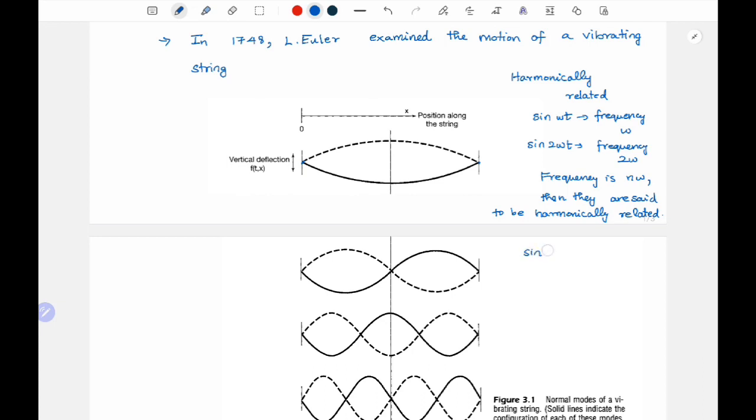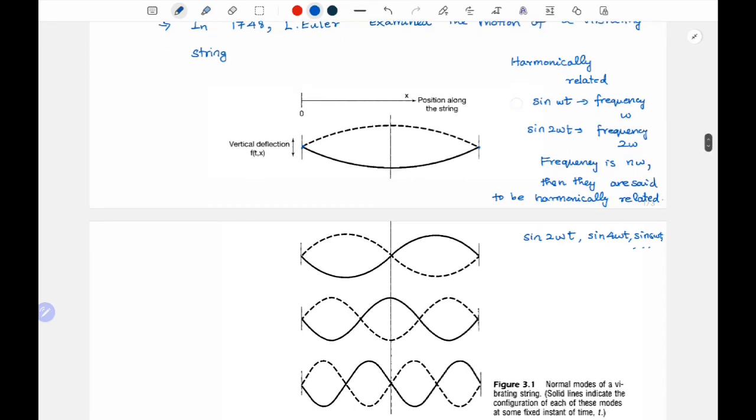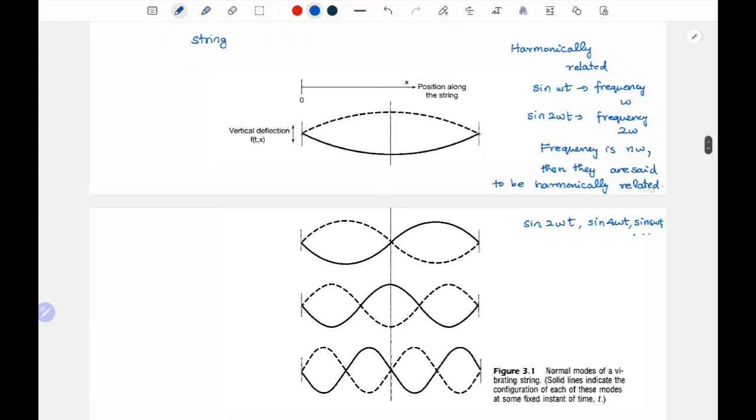So if it is starting from sine 2 omega itself, then what are the harmonically related terms? It will be sine 4 omega t, sine 6 omega t and so on, right? So it is just an integer multiple of the frequency. That is being referred to as harmonics. So if you see here, if you take this is the first fundamental harmonic, then you can see this will be the first harmonic, right? This is the fundamental frequency, then this will be the first harmonic.